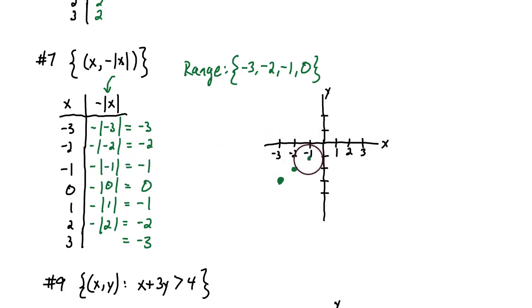Left 1, down 1. Next we have 0, 0. Next we have 1, -1. Then 2, -2. And then 3, -3. So these 7 dots are the graph of this relationship.